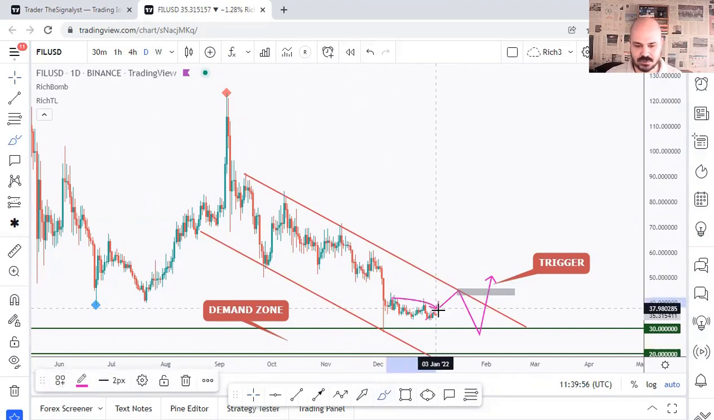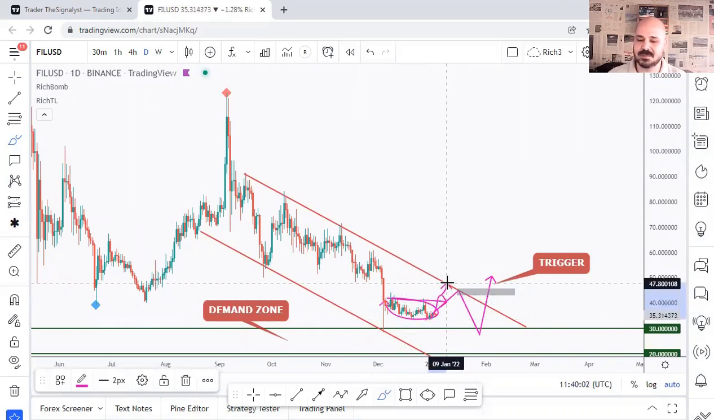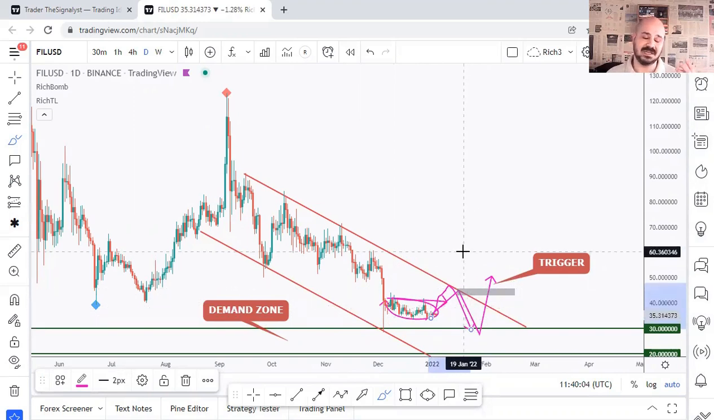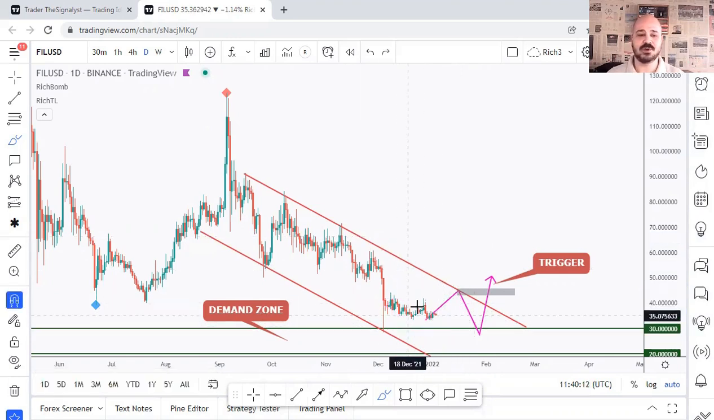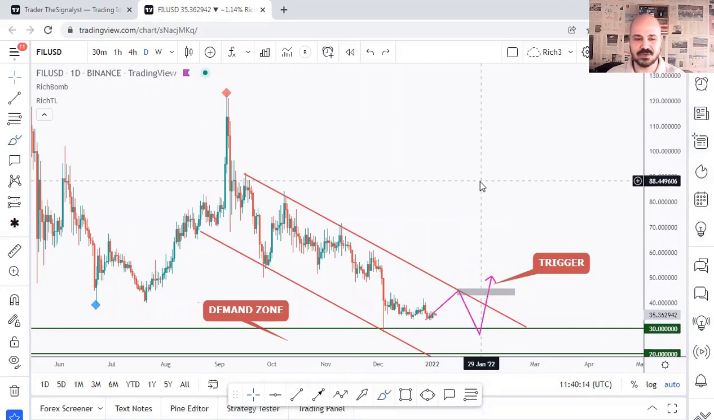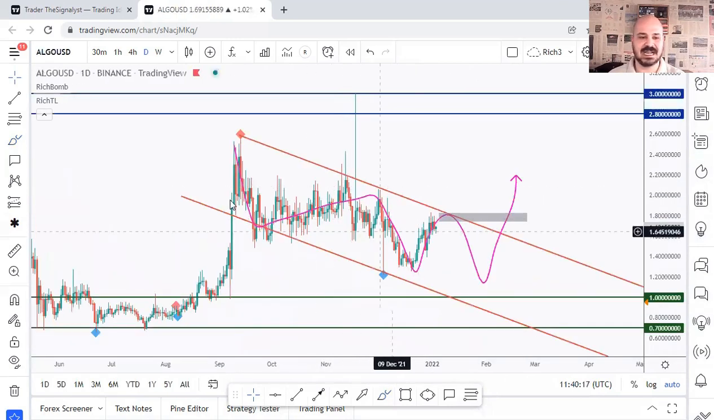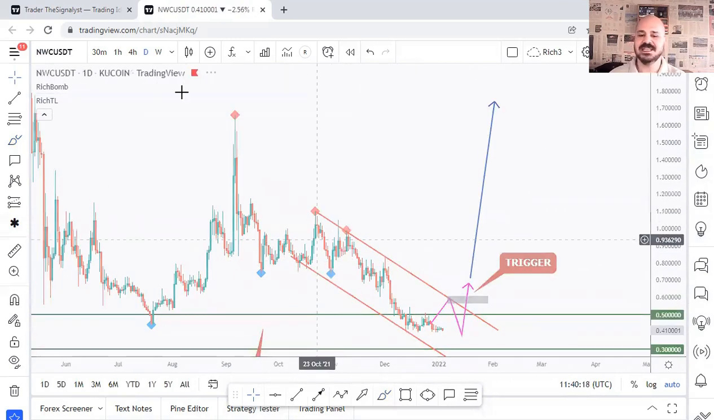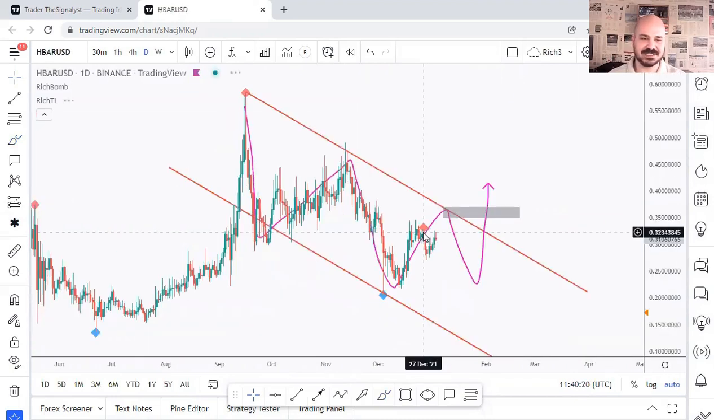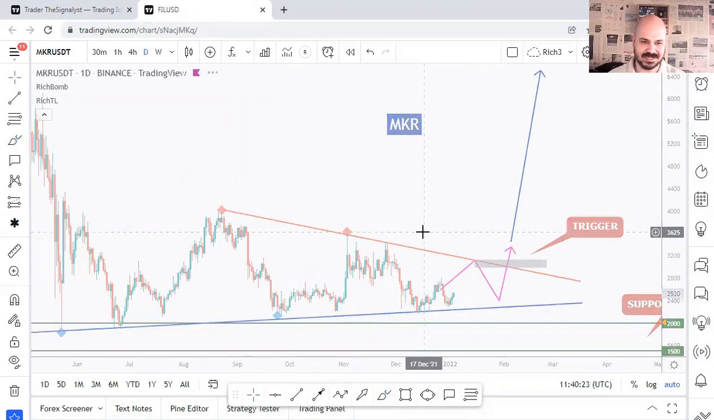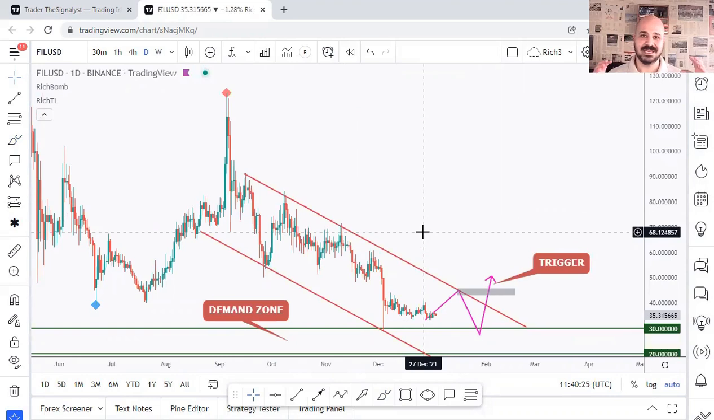Of course, you can also zoom into H4 and H1. You can find the structure, but for extra confirmation, if you buy here, price can still reject this trend line. So for extra confirmation, it's always better to look for the macro view from daily and weekly timeframes. So this is what we are waiting for on Filecoin, and you can see that it's almost the same, just like Algo, NWC, Uni, and so on, right? So the same logic can be applied on all these altcoins. That's why I've put them in one video.